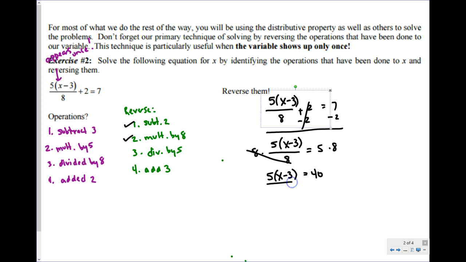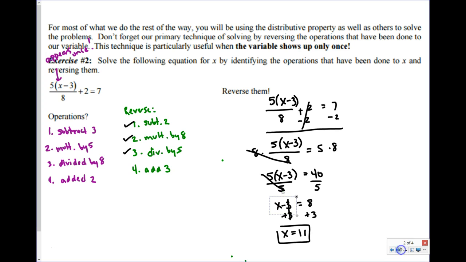Step 3 now says divide by 5. And I am left with x minus 3 equals 40 divided by 5 is 8. So that was step 3. And the last step is to add 3. So x equals 11. Okay? So just a little bit more complicated, but we can still do problems like this with one variable by inverse operations.